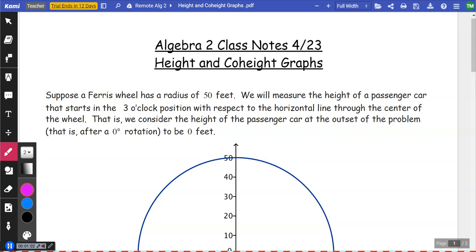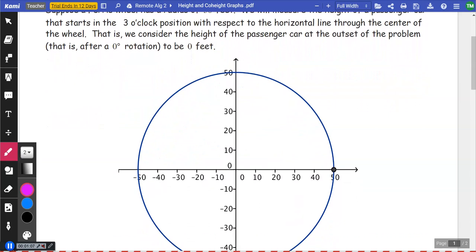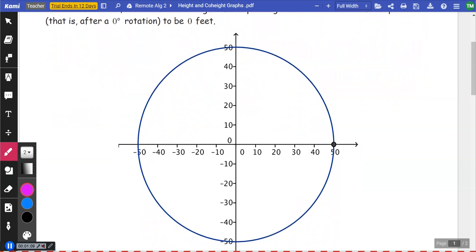So we are considering a Ferris wheel, a picture of a Ferris wheel. And so what we have here is graphed the Ferris wheel. And we're starting with a car at this position at what would be 3 o'clock. If you looked at this as a clock, this would be 3 o'clock, this would be 6 o'clock, 9 o'clock, and 12 o'clock, obviously. So at this position of 3 o'clock, this is a 0-degree rotation.